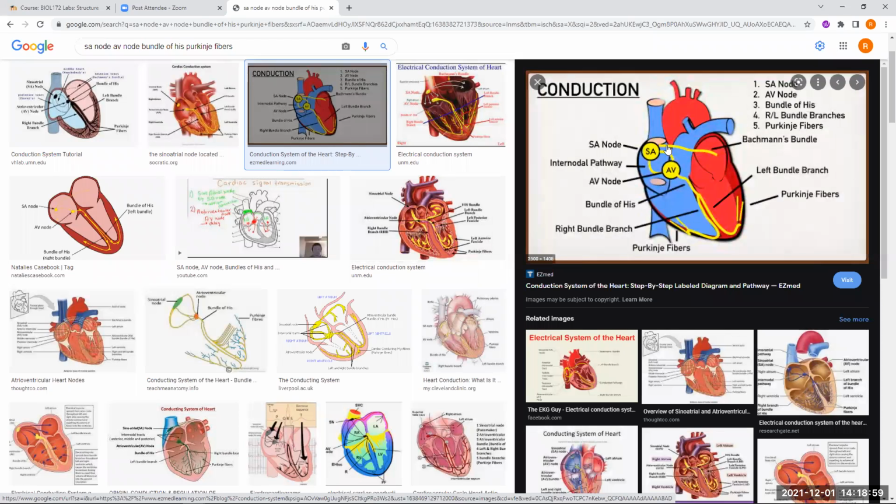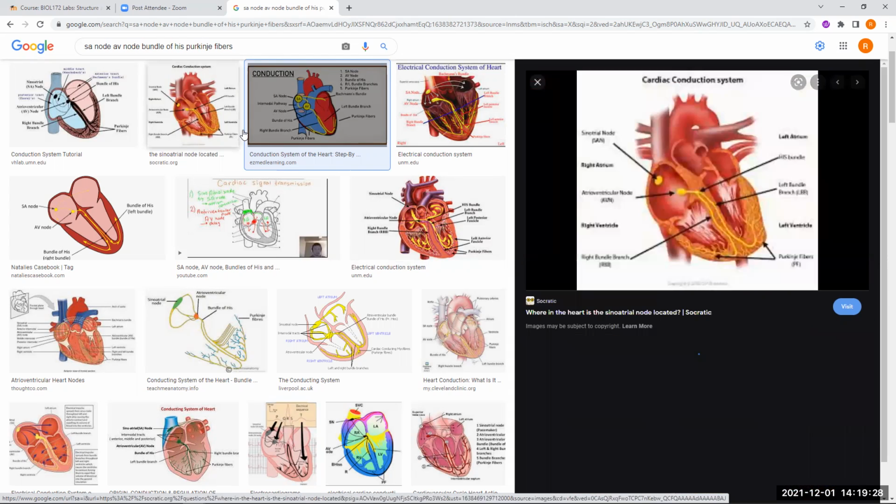Right, so the SA node, AV node, and the bundle of His is just superior to the bifurcation of the left and right bundle branch. The right bundle branch, the left bundle branch, right? But just superior to there, you'll have your bundle of His. So do take note: SA node, AV node, the area superior to that split, that's the bundle of His. And then of course, the little fibers that come off, these would be the Purkinje fibers.